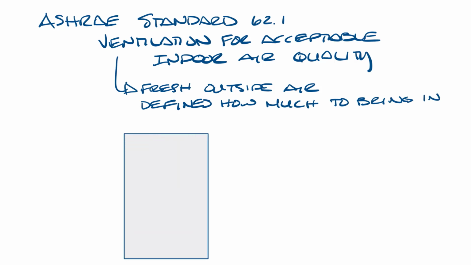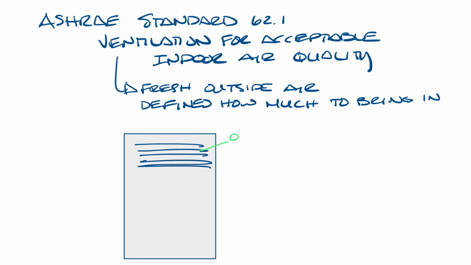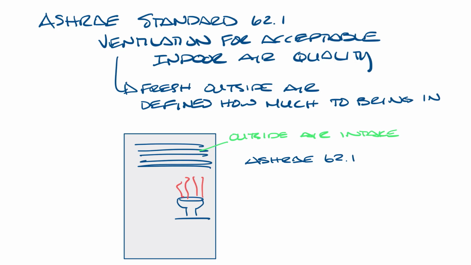Often when you look at a building, you'll see louvers somewhere on the outside. That's the outside air intake. It's where the outside air is entering the building. Hopefully, because you want it to be fresh air, they're not located near a source of contamination like the dumpsters or loading dock or an exhaust fan. ASHRAE 62.1 sets minimum distances for these things.